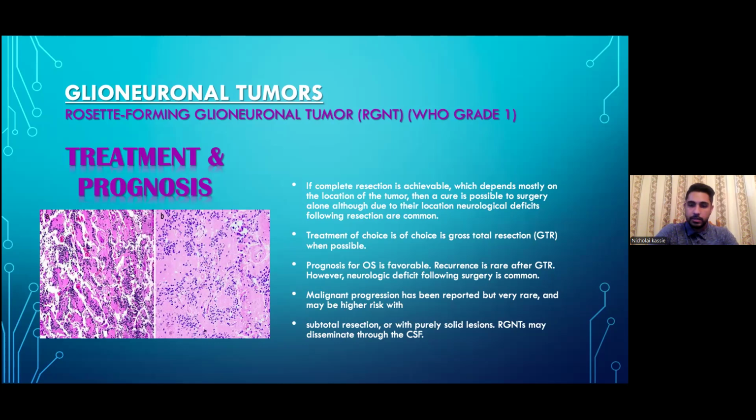However, neurological deficits usually can be found following surgery. Malignant progression has been reported, but is quite rare and may be higher risk with subtotal resection or with purely solid lesions. RGNTs may be disseminated through the CSF. This is a histological picture just describing the rosette formation.